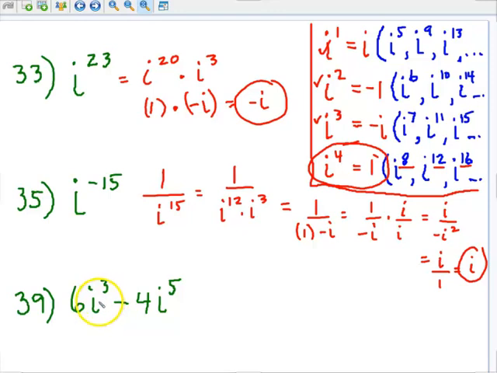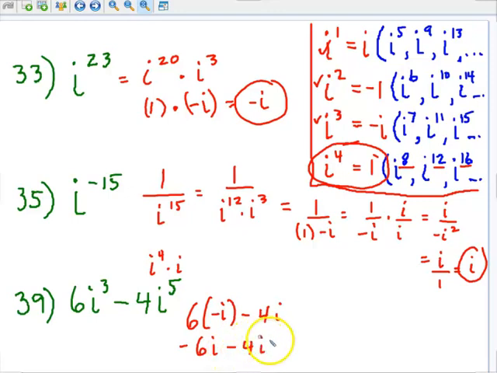All right, so let's simplify 6i to the 3rd. Well, i to the 3rd, as we said earlier, is just negative i. And then i to the 5th, if you use the factoring i to the 4th times i, i to the fifth is just 1 times i, because that's what i to the fourth is. 1 times i is i. All right, so this becomes negative 6i, subtract 4i, and we end up with our answer of negative 10i.